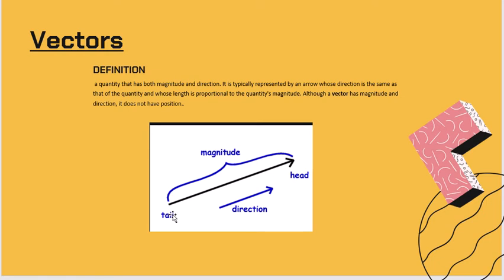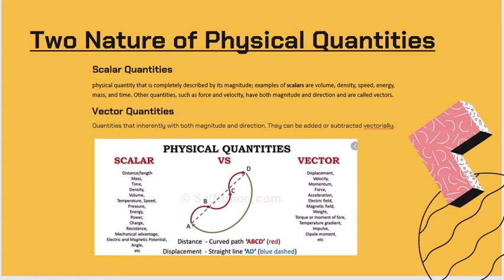All vectors have length. So ito yung tinatawag nating length, also called the magnitude, which represents some quality of interest so that the vector may be compared to other vectors. Vectors, being arrows, also have a direction. So kahit saan siya magpunta, yun yung tinatawag niyang direction. So the two natures of physical quantities: we have the scalar and the vector quantities.